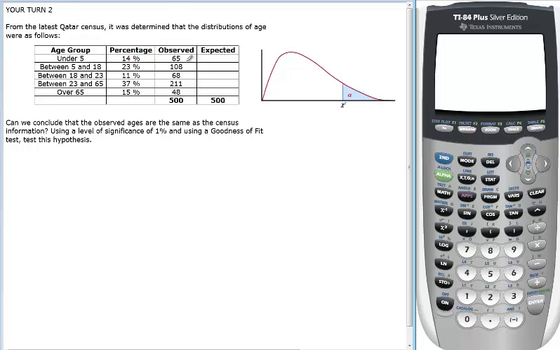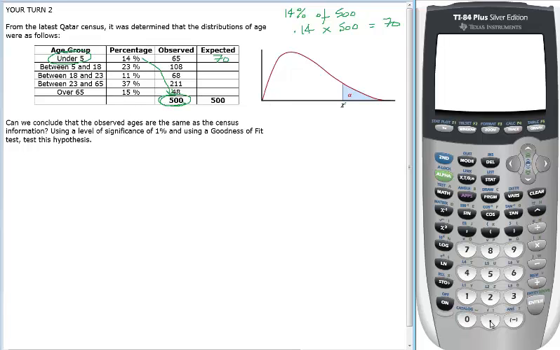Now, how do you calculate each one? Well, according to the census, under 5, we'll do the first one, is 14%. Now, in our total sample, there's 500. So 14% of 500 should be the expected value for under 5. So that's 0.14 times 500, which is equal to 70. So 70 is the expected number for under 5.